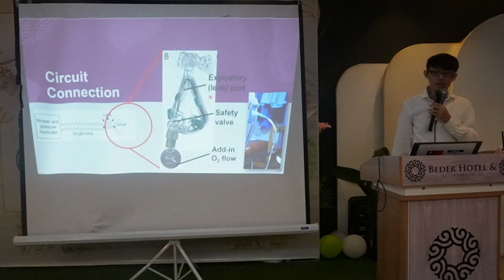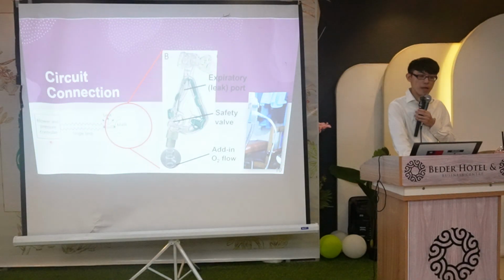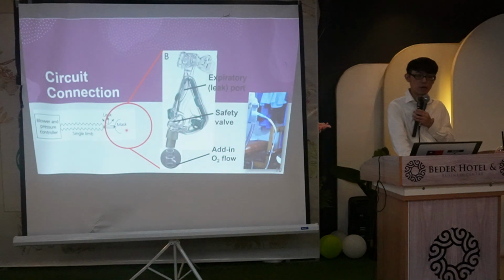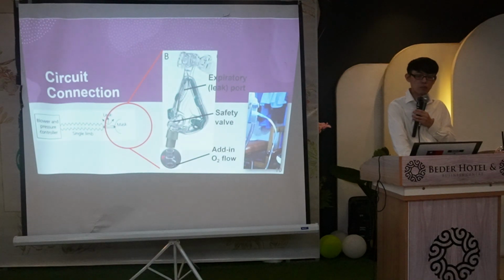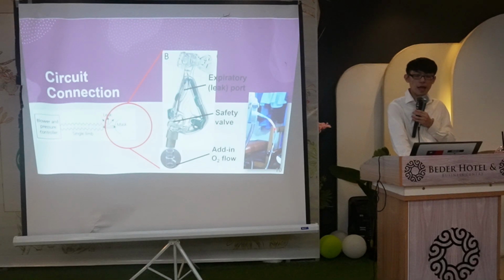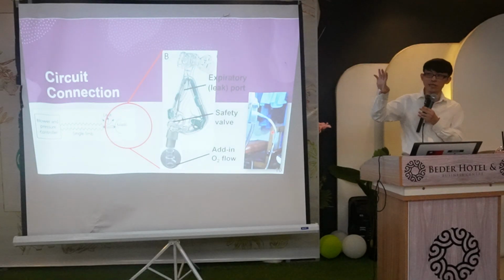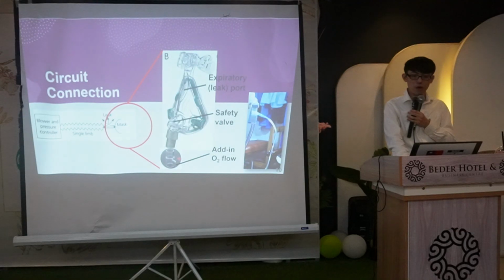And the next step is connection. The left part is the ventilator, connected with a single circuit. I magnify this part. This part is the mask over here, connected to this one. This is called the oxygen adapter. This adapter should be connected with a tube, the oxygen tube, which connects to the wall flow meter, oxygen, or an oxygen cylinder. So oxygen is added in from this port.